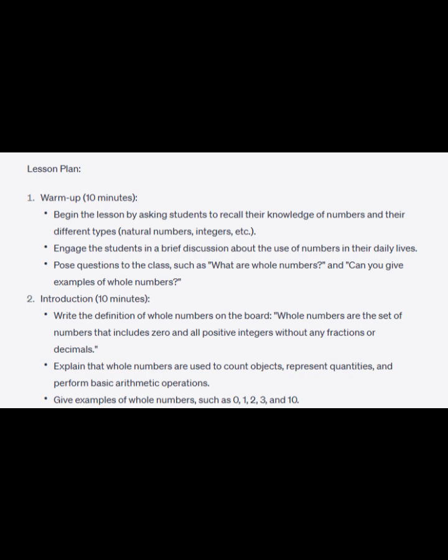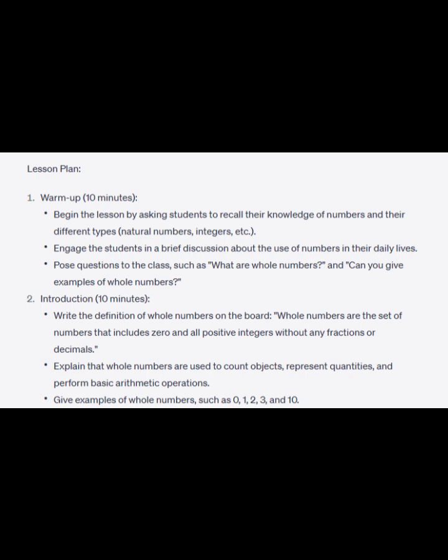Begin the lesson by asking students to recall their knowledge of numbers and their different types: natural numbers, integers, etc. Engage the students in a brief discussion about the use of numbers in their daily lives. Pose questions to the class, such as: what are whole numbers, and can you give examples of whole numbers?